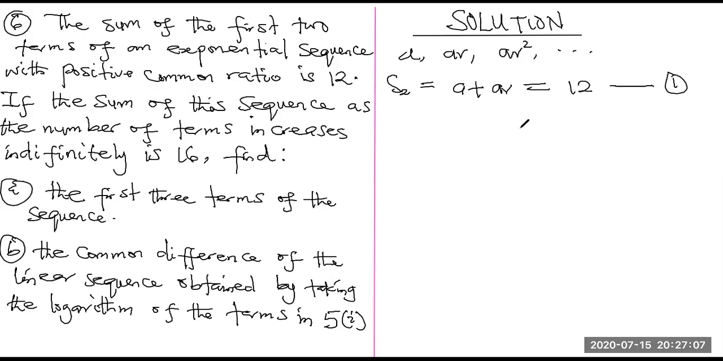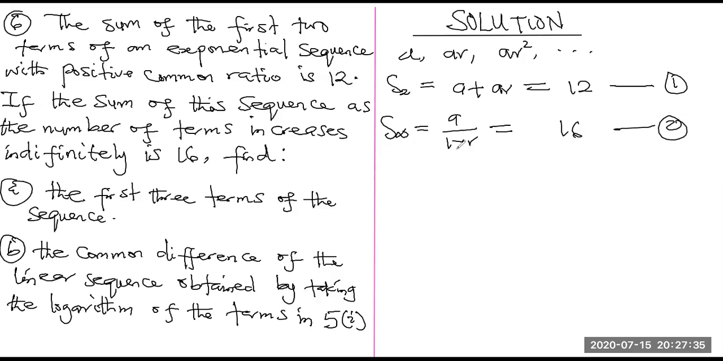Then the next statement says as the number of terms increases indefinitely. That means we are talking about sum to infinity. So sum to infinity is equal to A divided by 1 minus R. They say this sum to infinity is 16. And of course, we can call this equation 2.